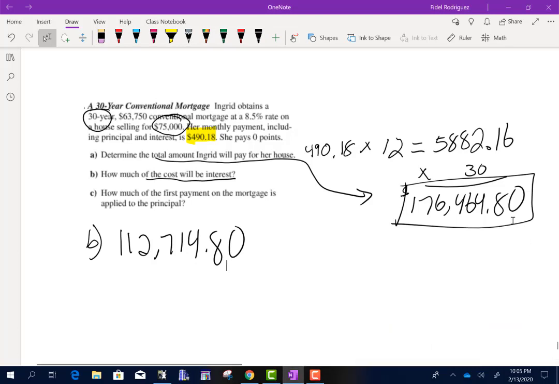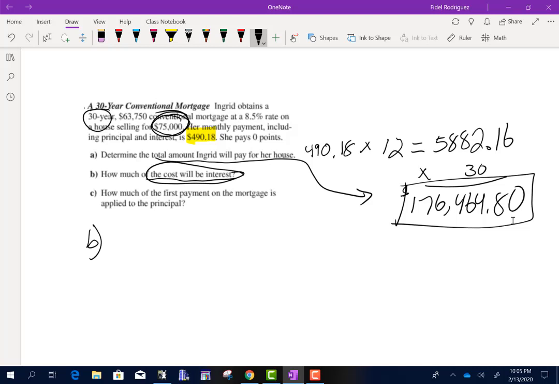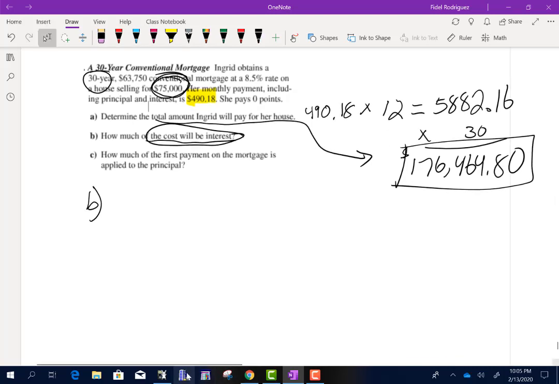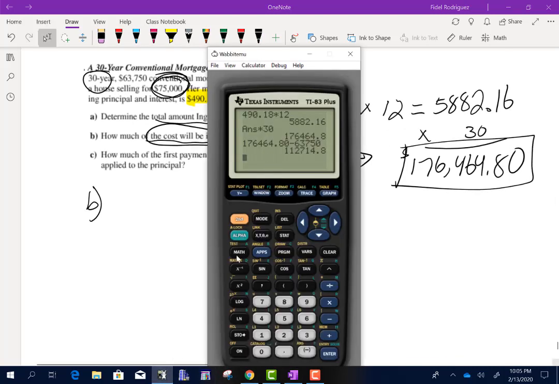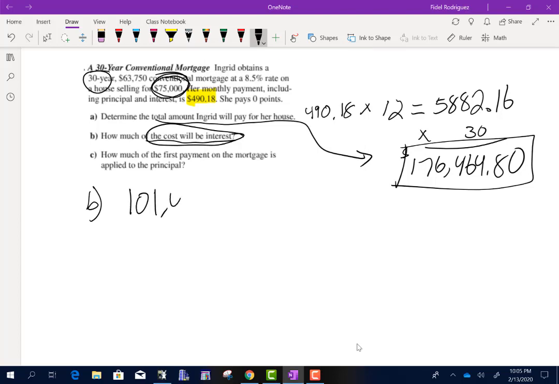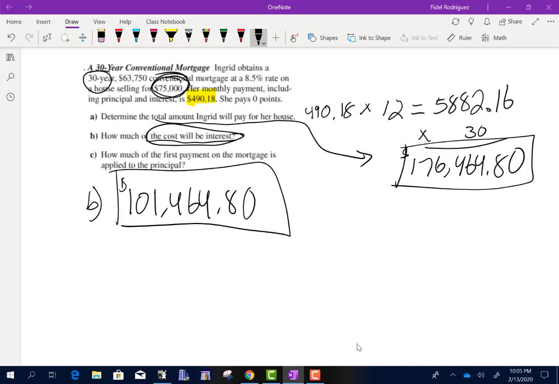All right, so guys, you know what? Actually, I made a little boo-boo right here, so let me erase this. From the cost of it's going to be interest, that was the cost, okay? So that was my mistake. Let me fix that part again. So I'm just going to do this real quick, and I'm really subtracting it from the 75,000 because that was the cost of the home, okay? So my bad. Let me fix that for us here. So it's 101,464.8. Okay. So this is how much of it is interest.